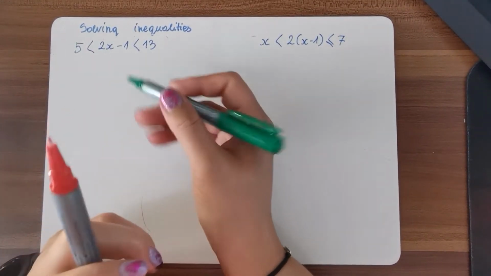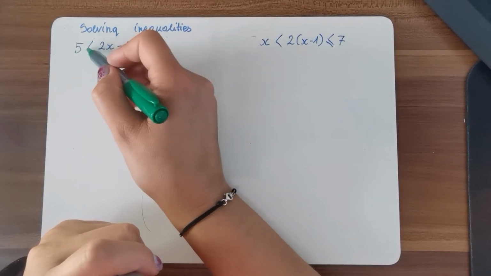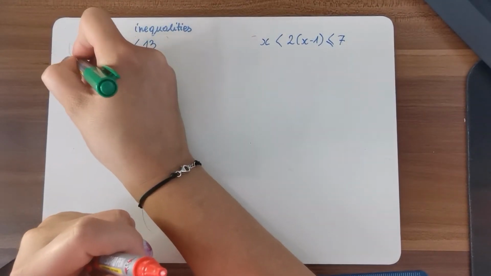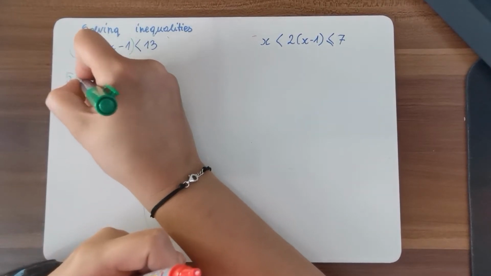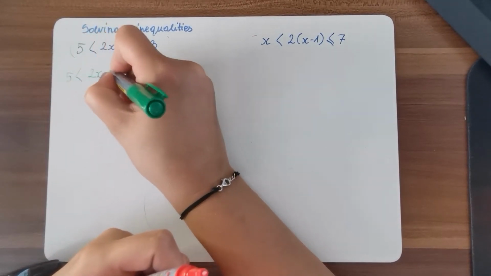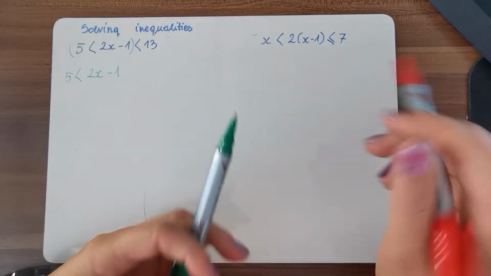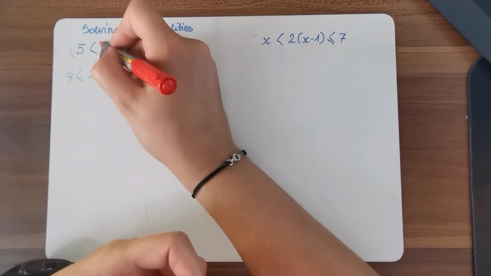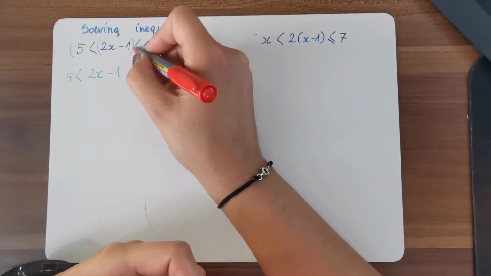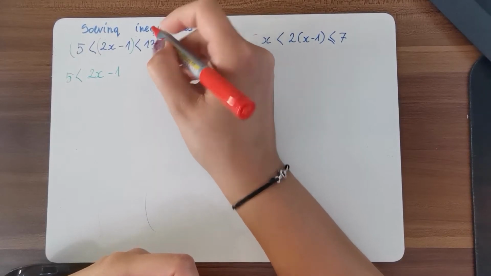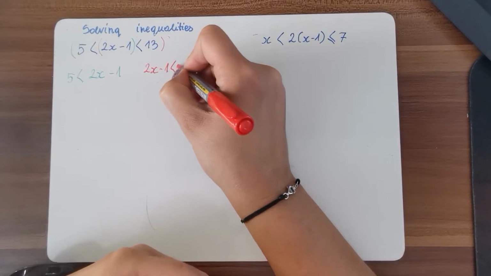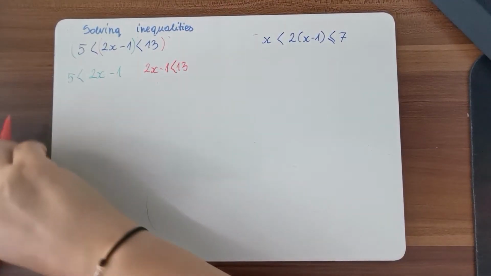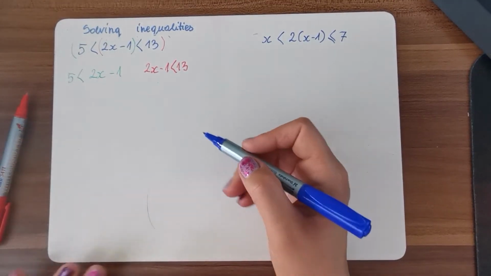So the first inequality will be 5 must be smaller than 2x minus 1. So 5 smaller than 2x minus 1. The second inequality from this example will be 2x minus 1 must be smaller than 13. So 2x minus 1 smaller than 13. And now we are solving this like a normal inequality.